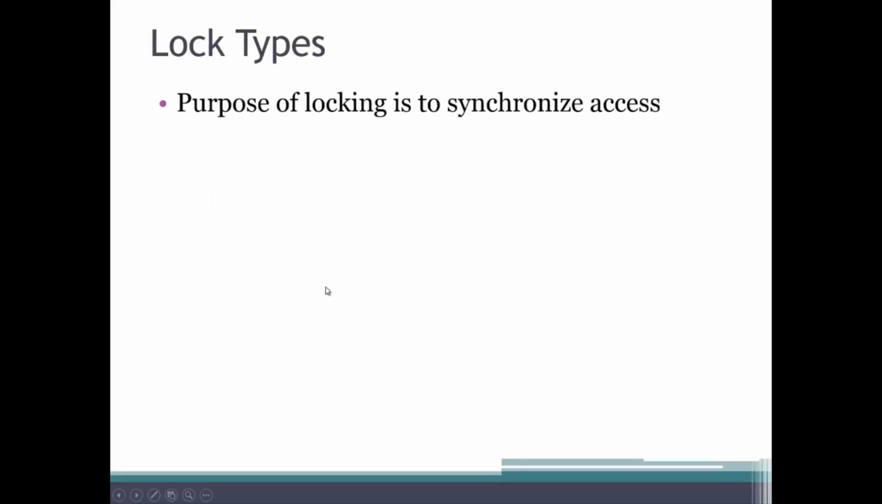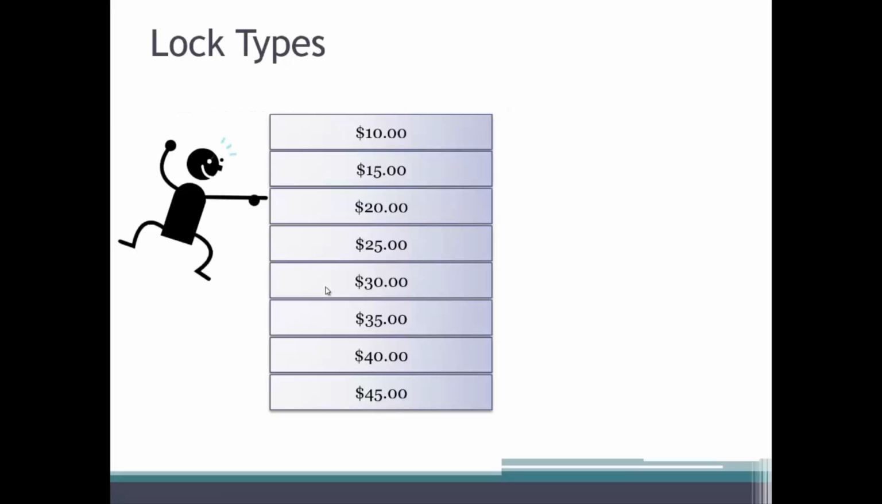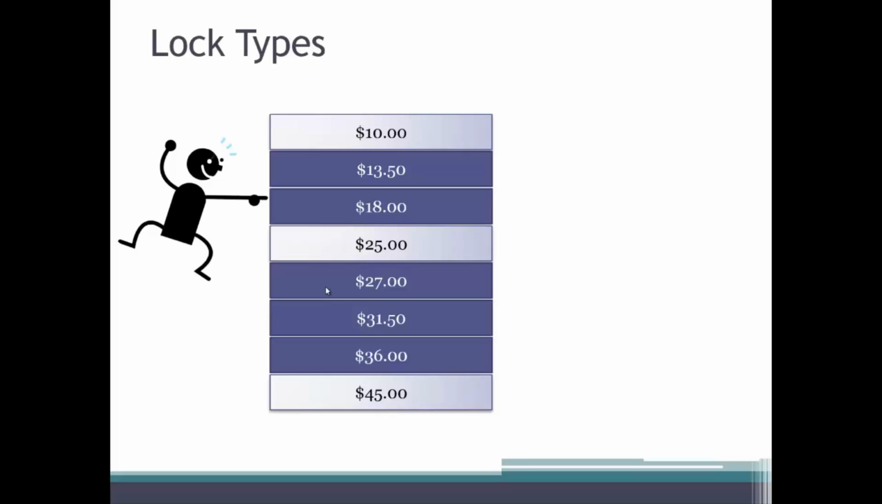The purpose of locking is to synchronize access. And what do I mean by synchronizing access? Let's look at an example here. Let's say that you have a table with data about product prices, and each of the products has a different price. And you want to go through and update those prices. You've decided to have a sale, and so for 5 products, you want to reduce their price by 10%.